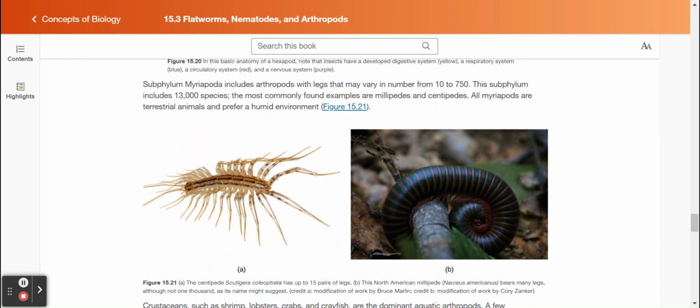Subphylum Myriapoda includes arthropods with many legs that may vary in number from 10 to 750. This subphylum includes 13,000 species. The most commonly found examples are millipedes and centipedes. All myriapods are terrestrial animals and prefer a humid environment. Figure 15.21 shows examples of myriapods.